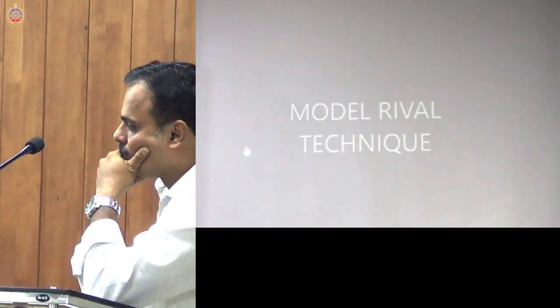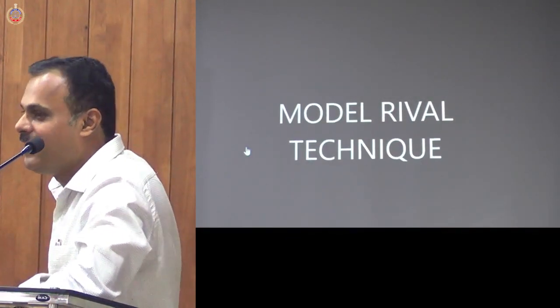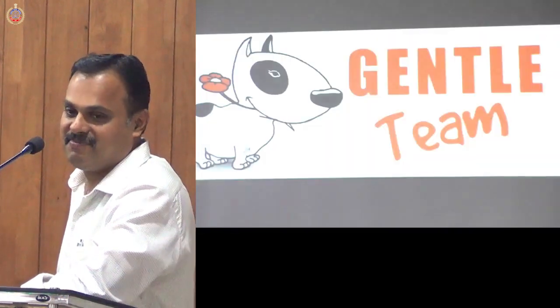Clicker training is really great for shaping a particular behavior or a series of behaviors. So if you want your dog to, for example, sit, lie down, sit up, stand up, walk, go, you will be able to shape these behaviors by using the clicker. This is the model rival technique, a very funny technique. You may feel funny, but it's highly effective.